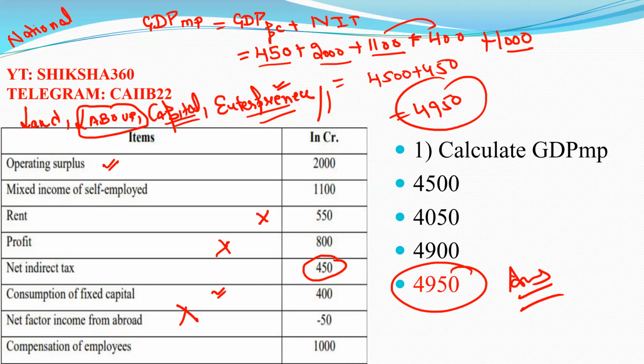GDP at the market price comes out to be GDP at factor cost plus net indirect taxes. What do we have to include under net indirect taxes? If you have any doubt, net indirect tax is indirect tax minus subsidy. This comes under the net indirect tax.